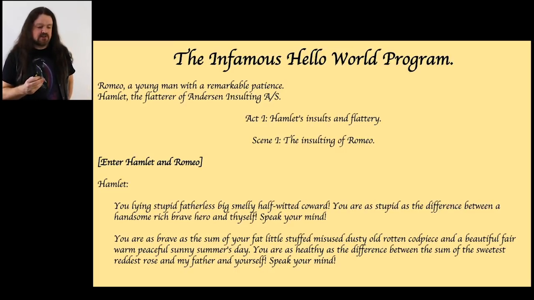Act 1, Scene 1, so we've now declared scope. We've got function scope here. Enter Hamlet and Romeo introduces those variables in this scope. Now, the way Shakespeare works is variables are incremented by flattering them and decremented by insulting them.